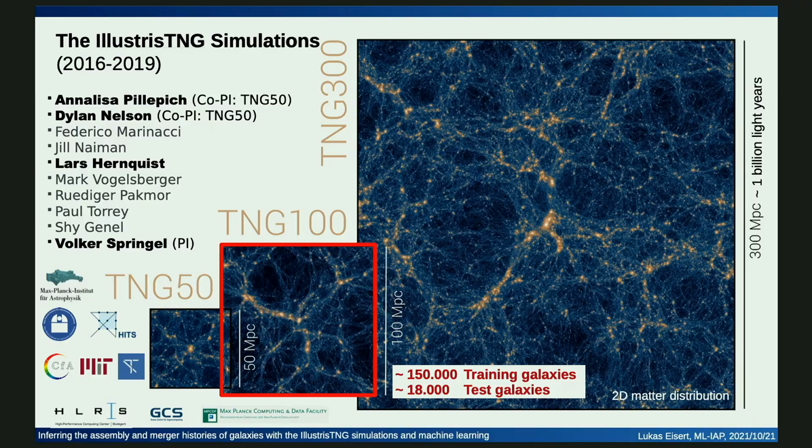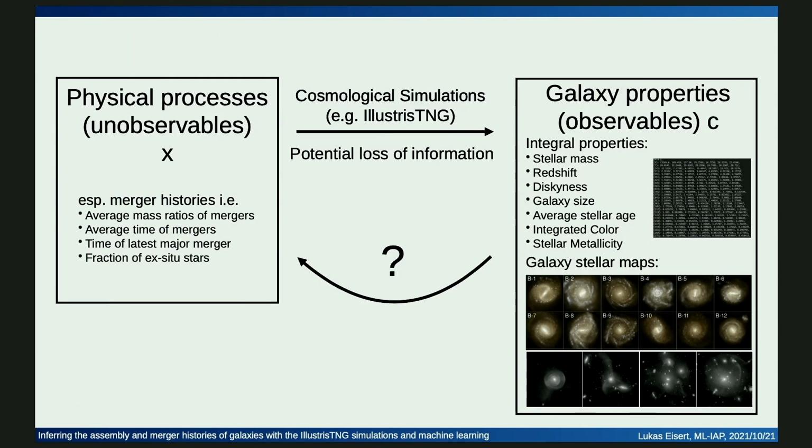Now, the simulation I'm using is IllustrisTNG. That's a type of full cosmological simulation. And in my case, I especially use TNG100 as a compromise between the resolution and the sample size. So in the end, I end up with 150,000 training galaxies and 80,000 test galaxies I can use my models on. So the overall setup of my whole project or PhD looks like that.